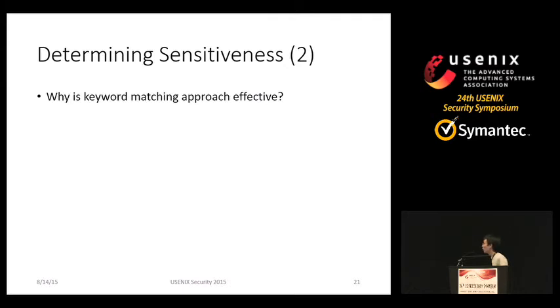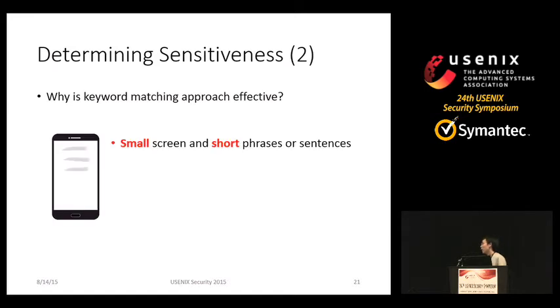You may want to ask why the keyword matching approach is effective. One important reason is that the smartphone screen is relatively small, and the phrases or sentences are short. And we only analyze the most relevant text label for each input field instead of analyzing a lot of labels.